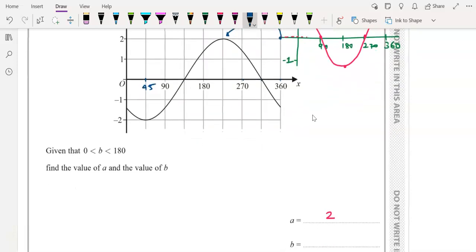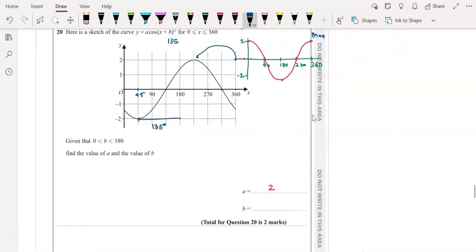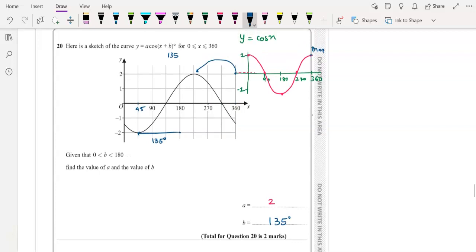You can also check with the minimum. It's at 180 and it has shifted 135 degrees. So value of B is, A is 2 and B is 135. Okay. Now moving to the next one, question number 21.